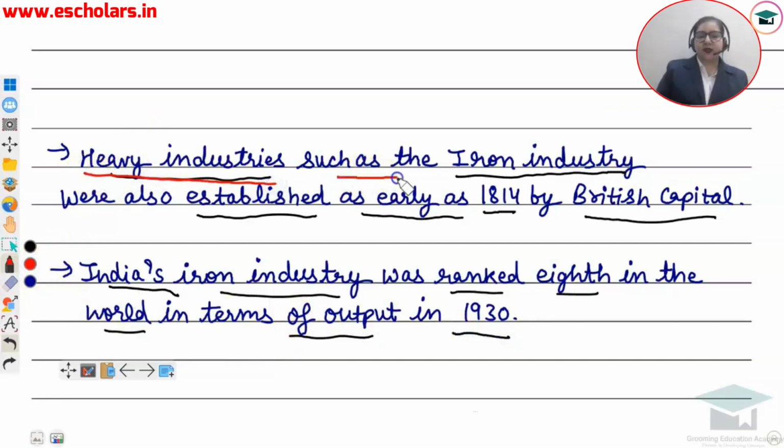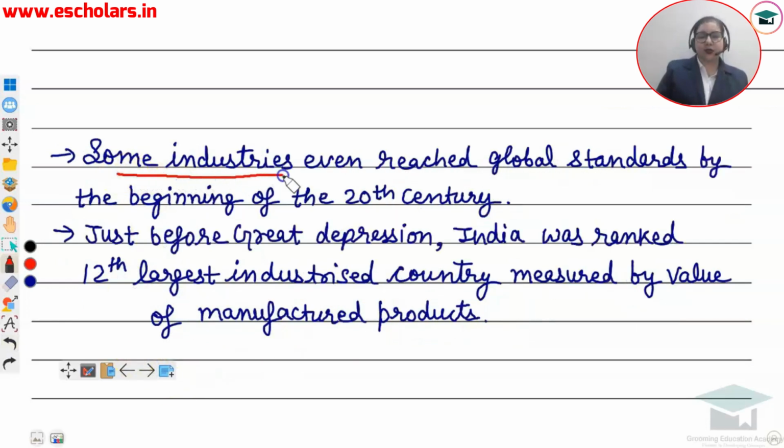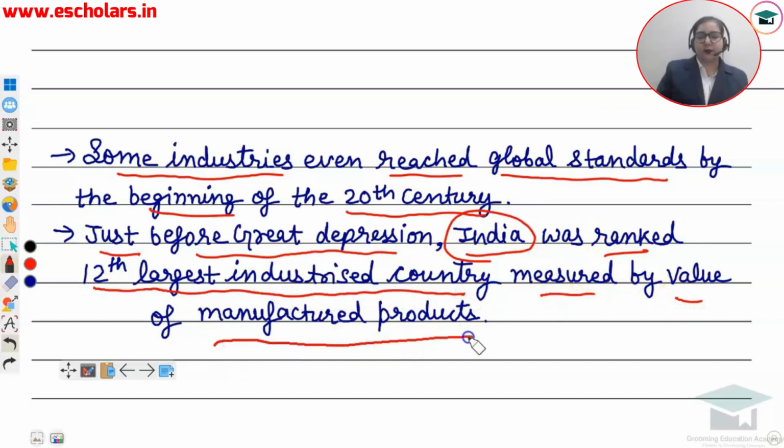Heavy industries such as the iron industry were also established as early as 1814 by British capital. India's iron industry was ranked 8th in the world in terms of output in 1930. Now students, there were some industries which reached global standards, or you can say international standards, by the beginning of the 20th century. Just before Great Depression, India was ranked 12th largest industrialized country measured by the value of manufactured products.